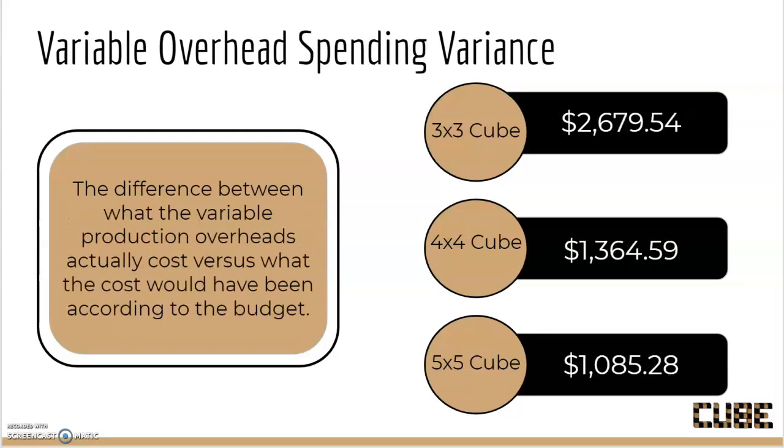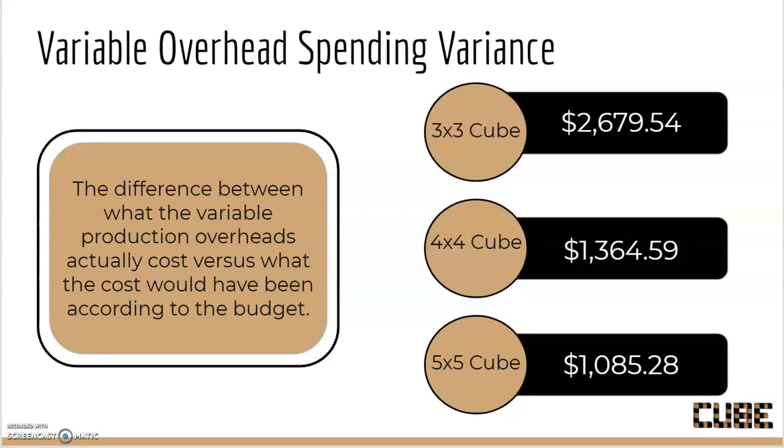Next, I will present about variable overhead spending variance. Production department is also in charge of calculating and analyzing the variable overhead spending variance. The difference between what the variable production overhead actually cost versus what the cost would have been according to the budget. The calculation was made by difference between standard price and actual quantity cost and the actual cost.